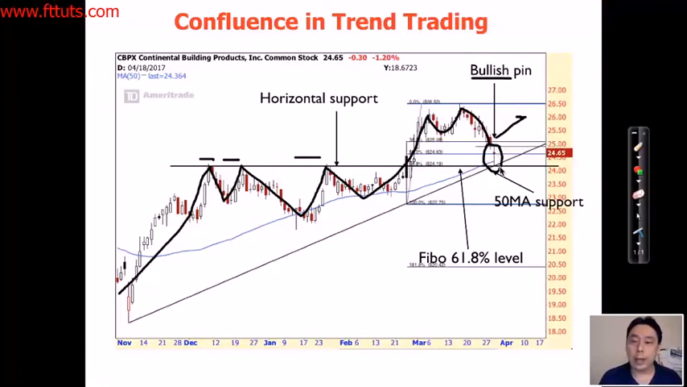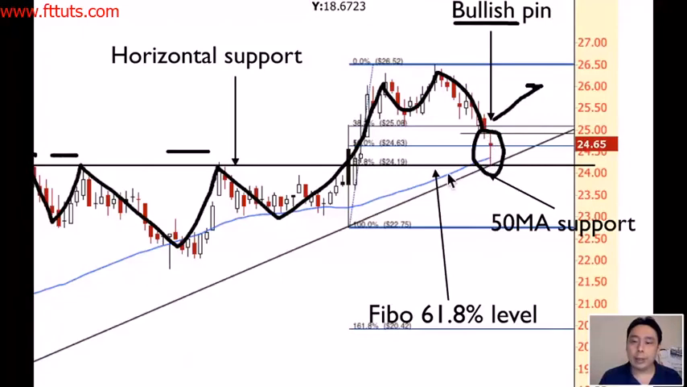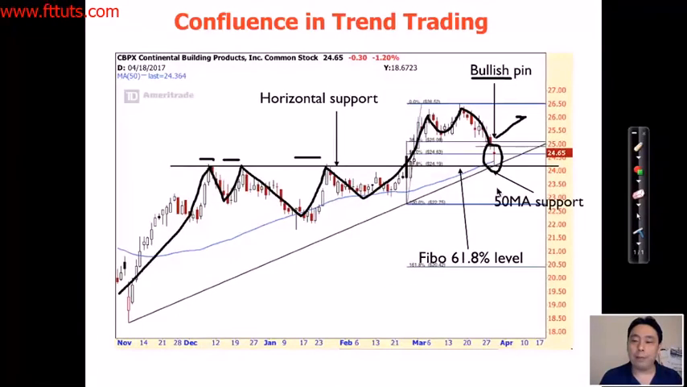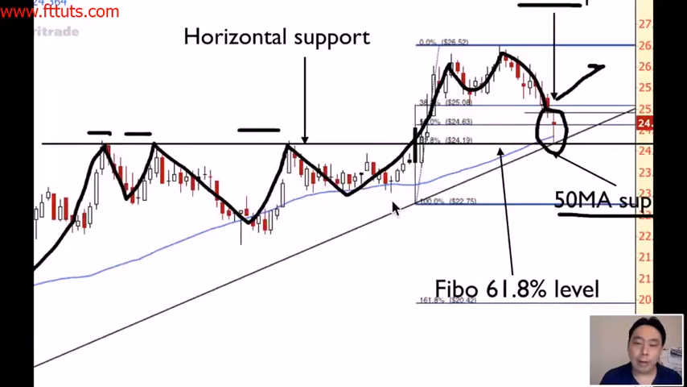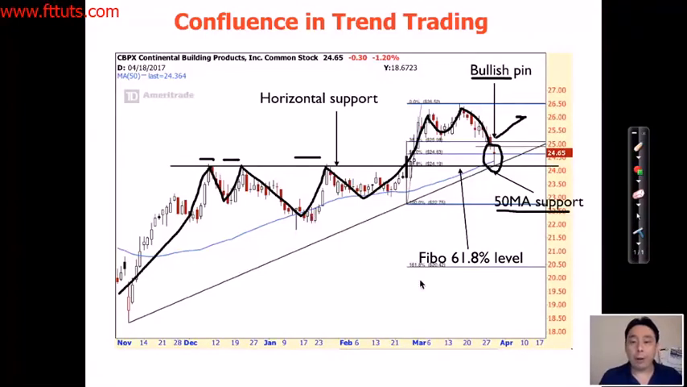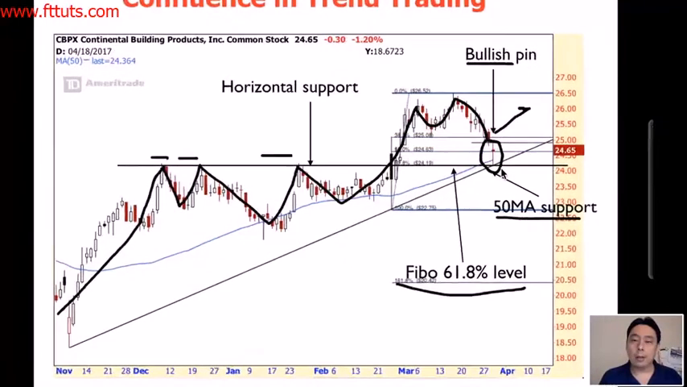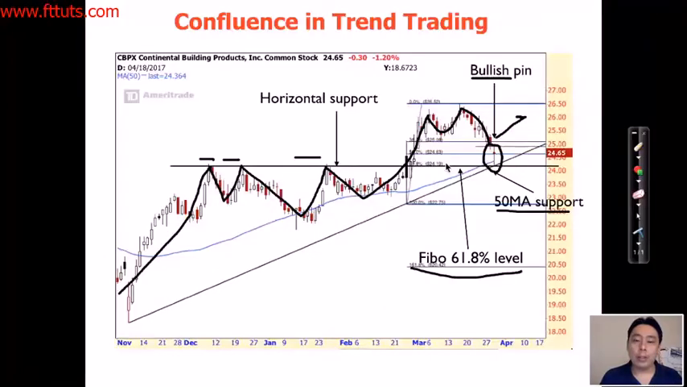Second point of confluence, notice that this candlestick is finding support at the 50 moving average, because the moving average acts as a support level, as you can see. Third point, this price over here is known as the Fibonacci 61.8% retracement level, which is a very powerful level that Fibonacci traders look at. Next, notice that this point is also the support level of this previous resistance. That's a third point of confluence.